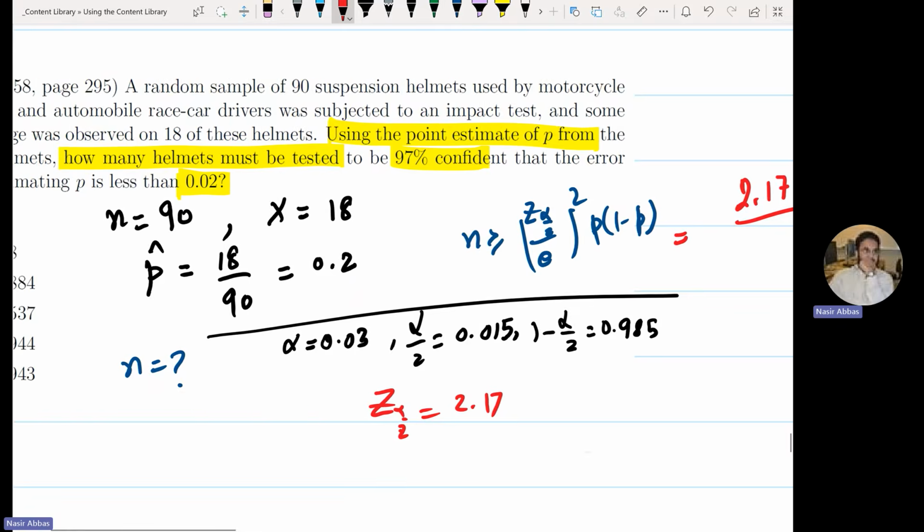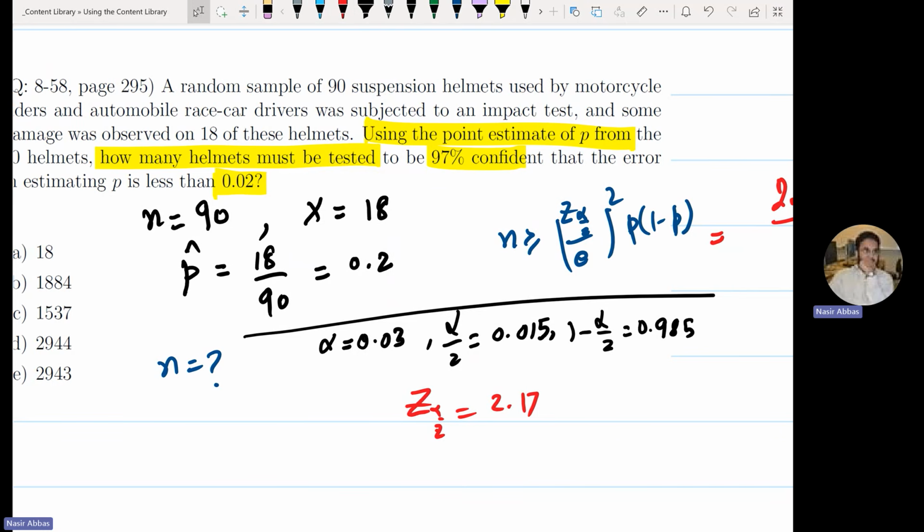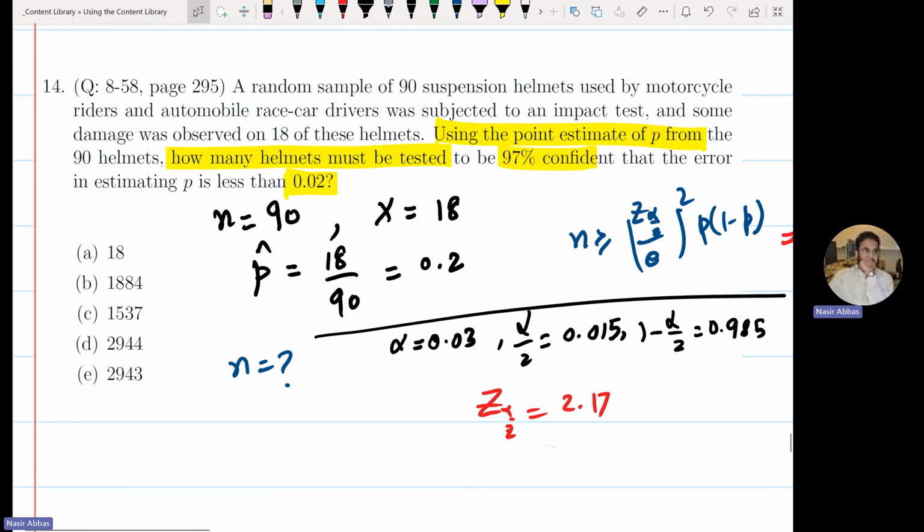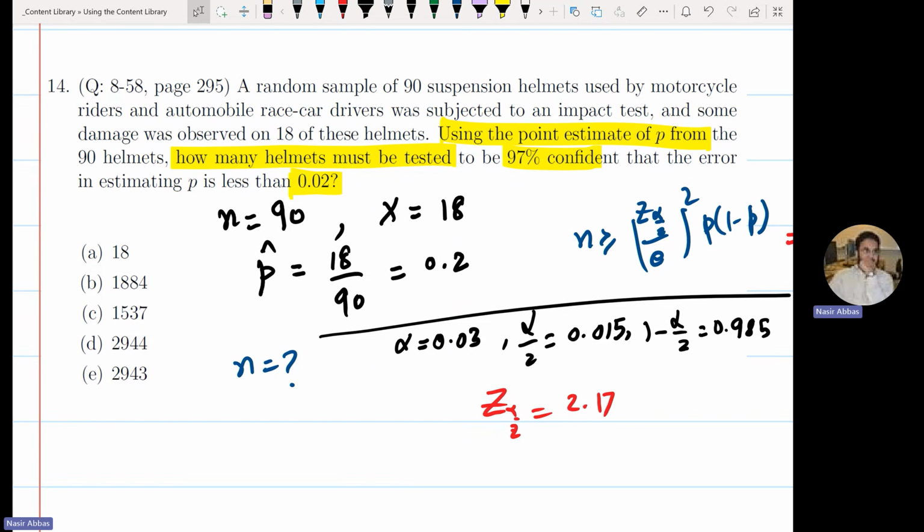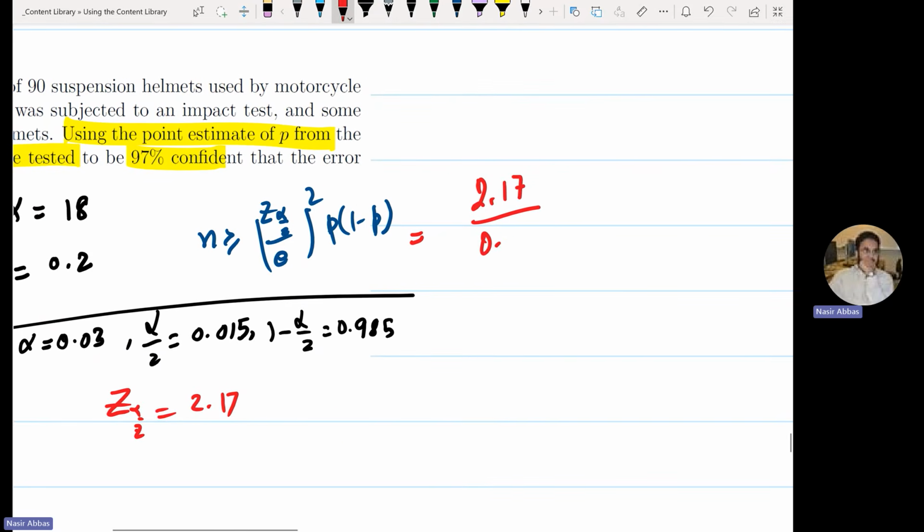E is given to us in the question. Can you find where it is? Margin of error. 0.02, the last thing which is given to you in this question, that the error of estimating P should be less than 0.02. So E is 0.02. Then you take the square. Then here you use the estimate 0.2 into 1 minus 0.2.